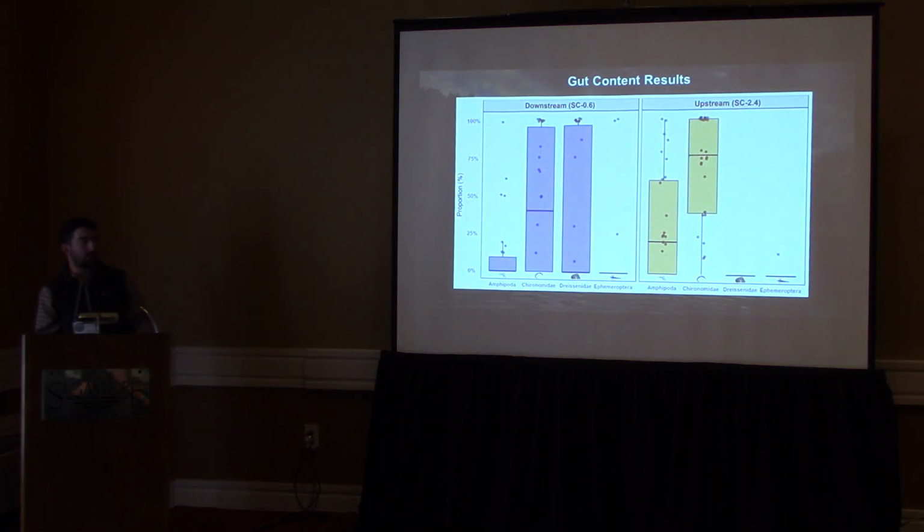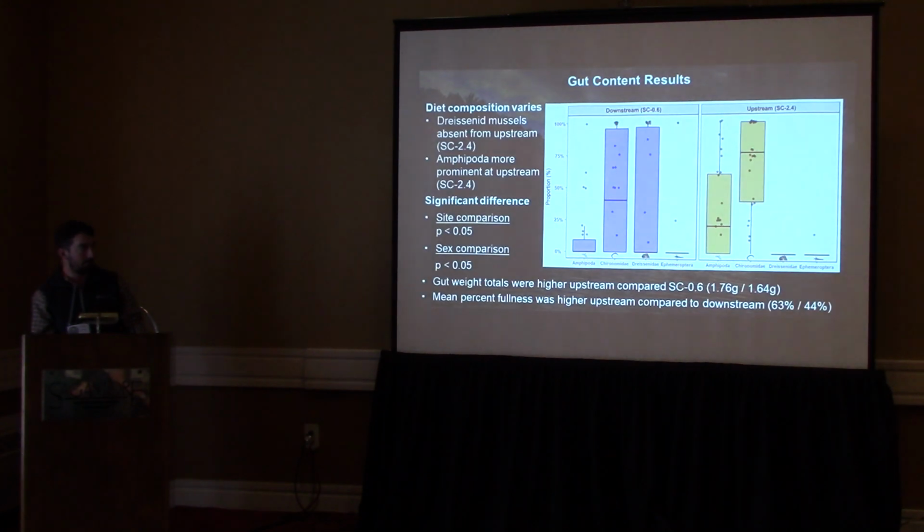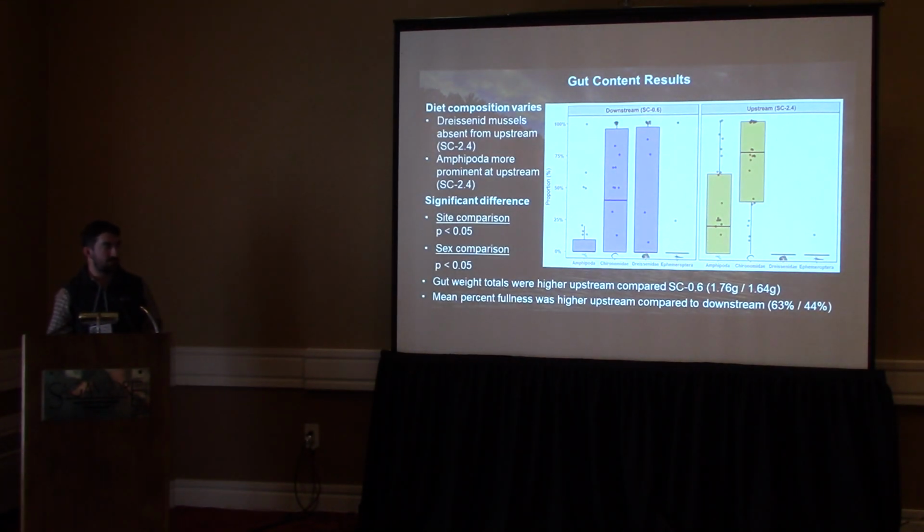So on the left we have the downstream site, and on the right is the upstream site. The biggest takeaway for me is that dreissenid mussels were absent from the gut contents in the upstream site. The site comparison was significant, and the sex comparison was also significant.